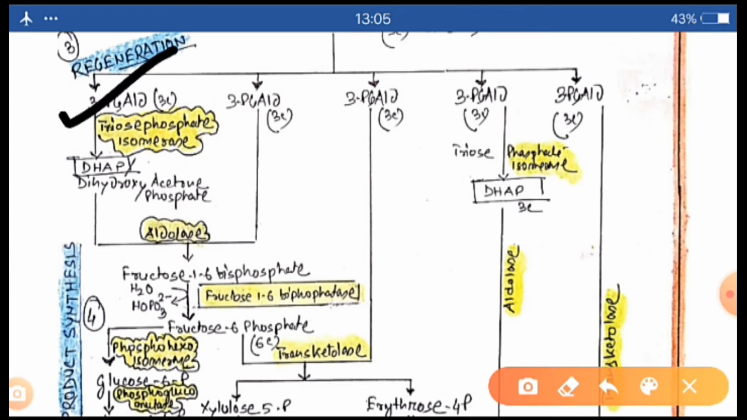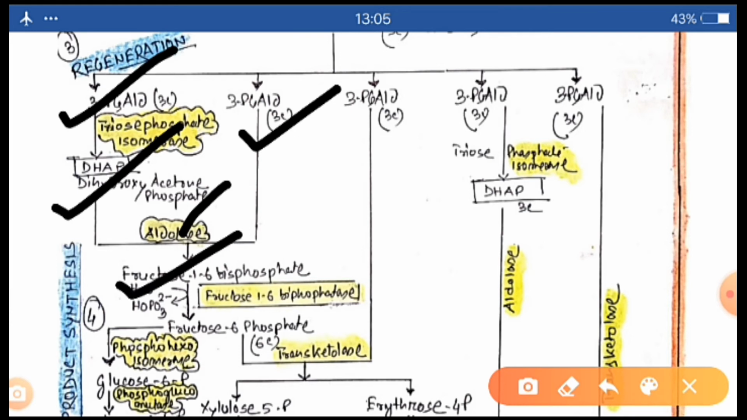3-PGALD will be converted to dihydroxyacetone phosphate, and dihydroxyacetone phosphate will react with 3-PGALD in the presence of the enzyme aldolase to produce 6-carbon fructose 1,6-bisphosphate. Up to this we have seen in the previous product synthesis process also. Okay.